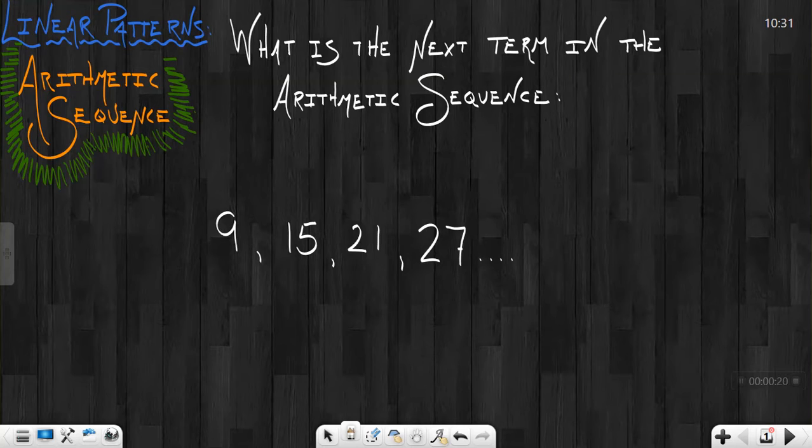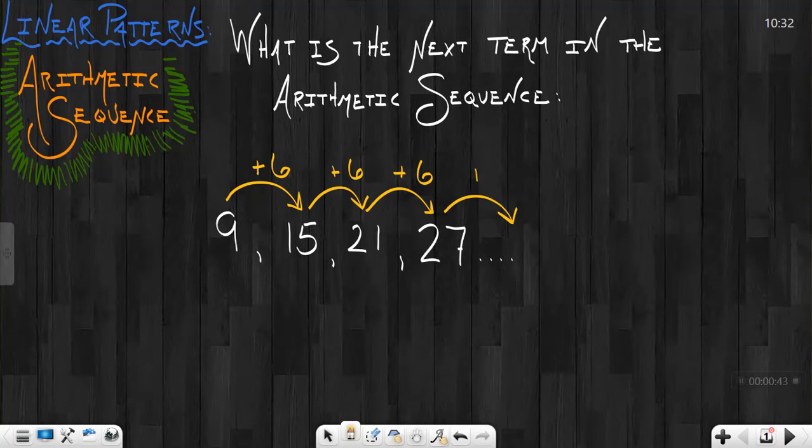In this case here, let's take a look at this first one. What is the next term in the arithmetic sequence? It gives us 9, 15, 21, 27. As I look at this, I just want to find out, what am I doing to get from one term to the next? Going from 9 to 15, I'm adding 6. From 15 to 21, I'm adding 6 again. From 21 to 27, I'm adding 6 again. So if I want the next term in the sequence, I'm going to add 6 again. And 27 plus 6 gives me 33. That would be my next term in the sequence.